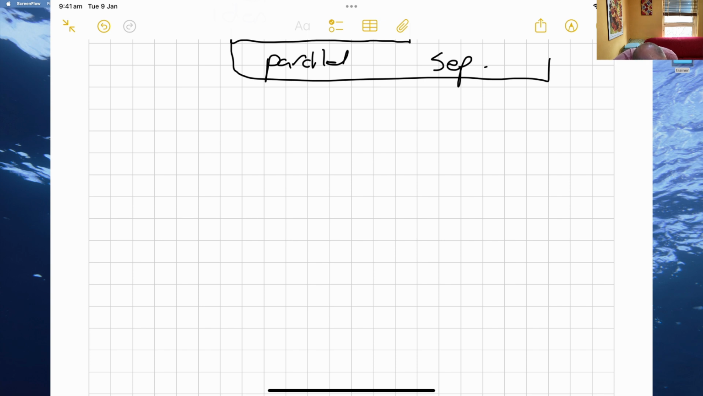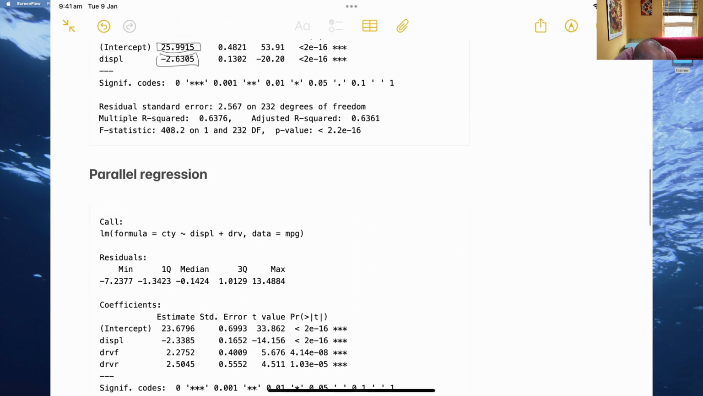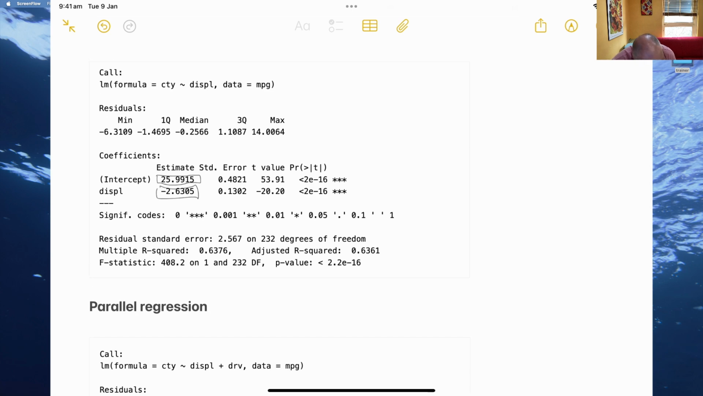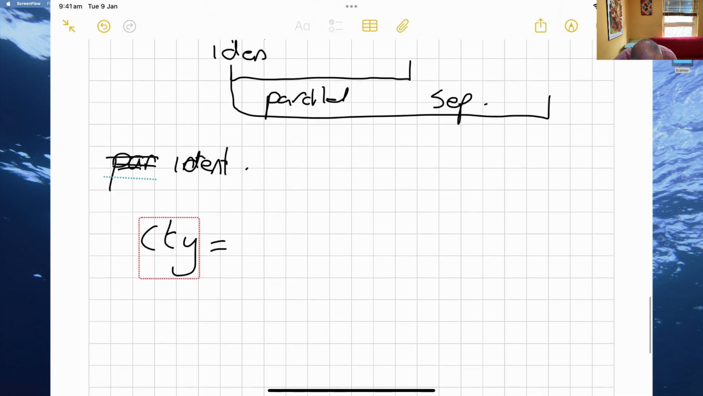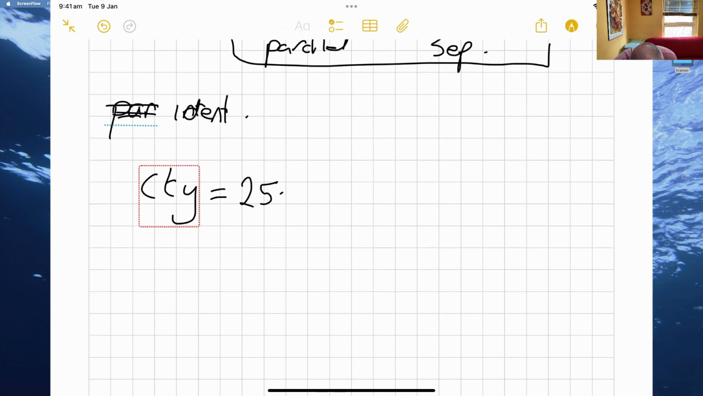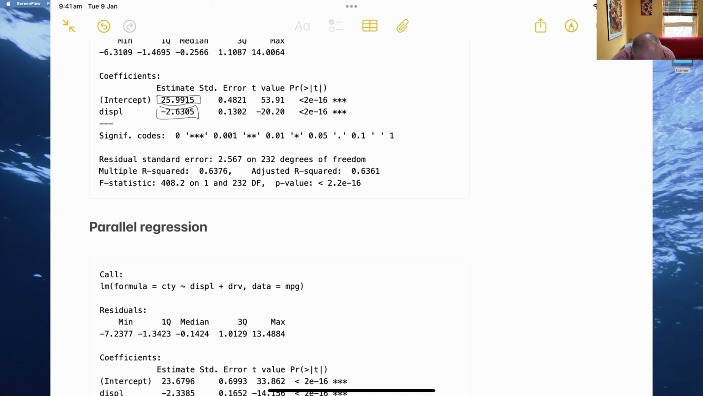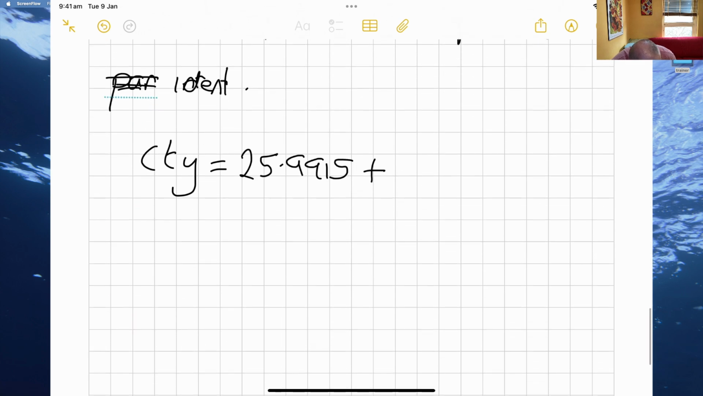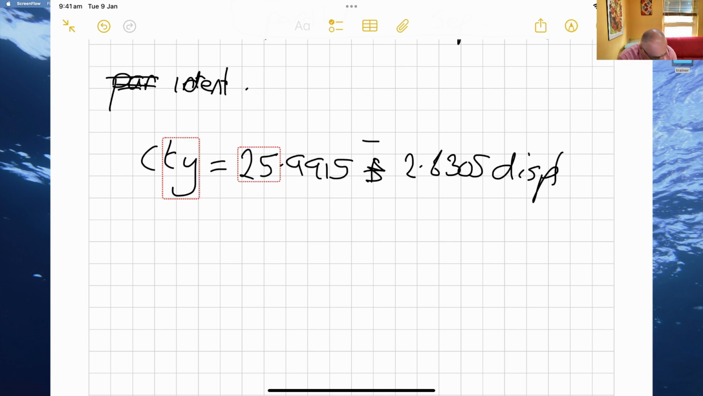we'll come down here and we'll say, let's do the parallel. No, sorry, not the parallel. Let's do the identical. It's going to be basically CTY equals, we need to get the first number. What's the first number? All the way back up, it's 25.9915. So it's 25.9915 plus, let's get the slope. Actually, I should have probably written negative there. Yes, negative 2.6305. So let's change that to a negative 2.6305 displacement. So there we just get one line.